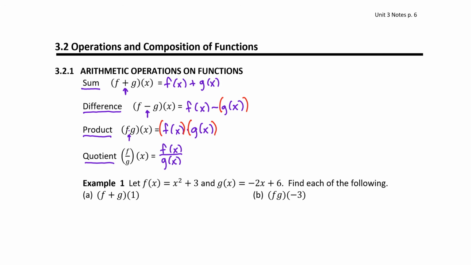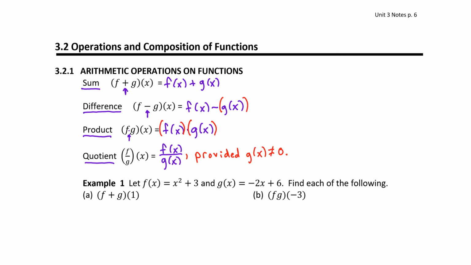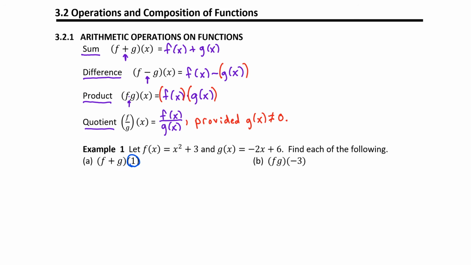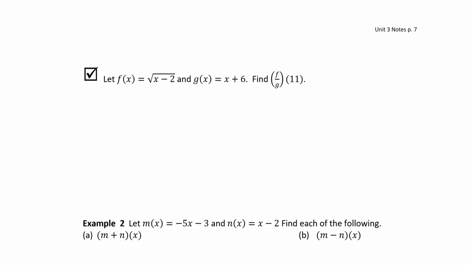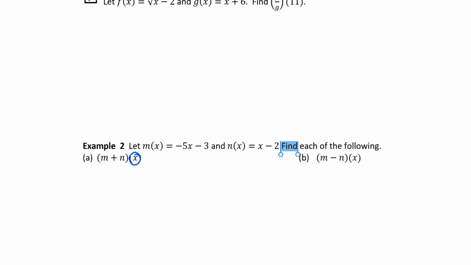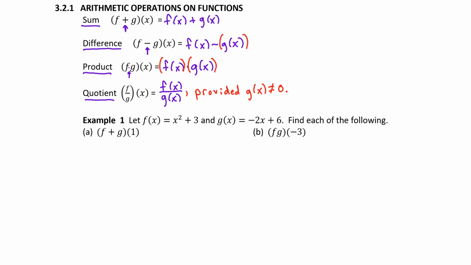Now, the quotient will also have something to pay attention to. The quotient only exists provided the denominator g of x does not have the value of 0. If g of x equals 0, then we have an undefined function. In this section, we're going to consider 2 versions of these operations. We're going to add, subtract, multiply, and divide functions that have a number in the argument position. And then, in example 2, we'll look at the more general application of having a variable in the argument position. So let's get to know these operations with the number in the argument position.